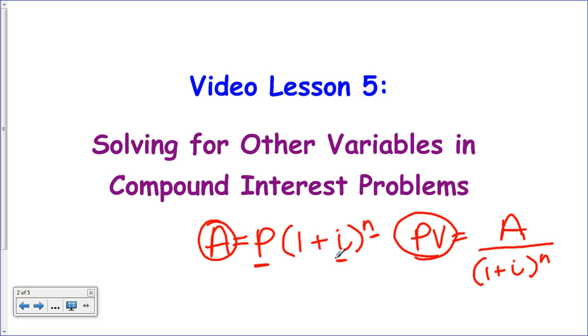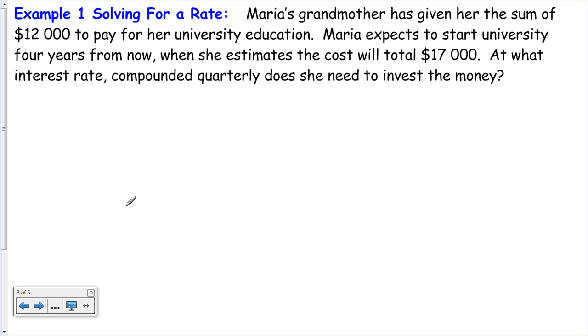The two examples that we're going to look at today are solving for the other variables in the formula. How would you solve for i, or a specific interest rate, and how would you solve for n, or a specific amount of time? There are two examples in this lesson. The first one is going to focus on solving for a rate.